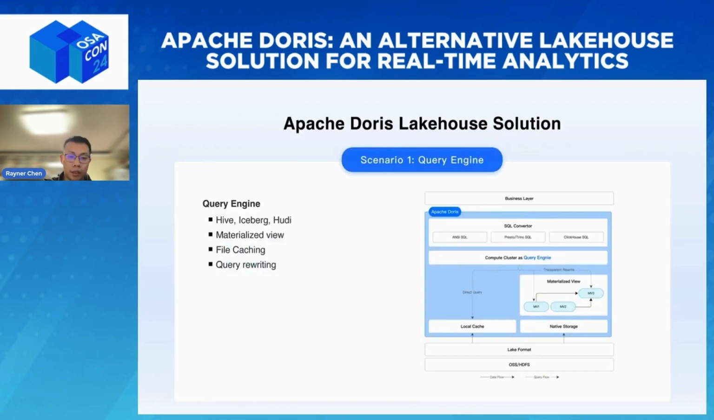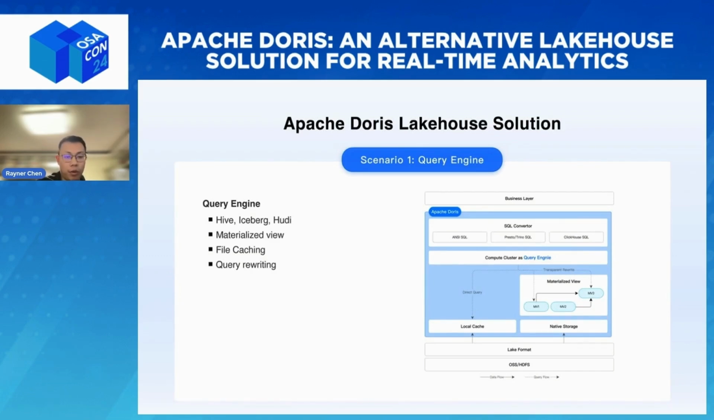Here, I divided the Doris-based Lakehouse solution into three scenarios: the query engine, the process engine, and the Lakehouse engine. First, like I showed before, as a query engine, Doris has a performance advantage over other products when querying data stored on Hive. So Doris also supports querying other popular lake formats like Iceberg, Hudi, and Paimon with the data stored as Parquet or ORC.